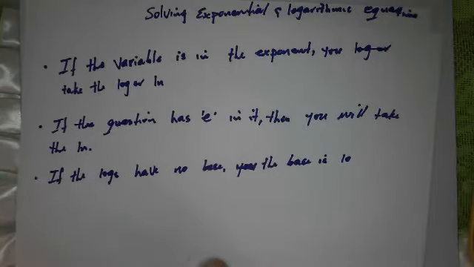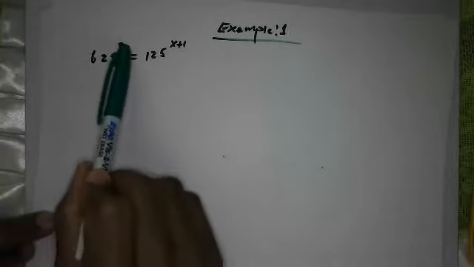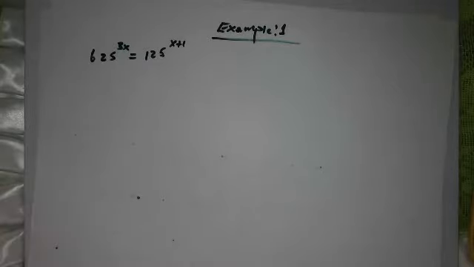So let's look at some examples here. Example 1, we have 625 raised to the 3x equals 125 raised to the x plus 1. Again, we're going to take the log of both sides because the variable is in the exponent.